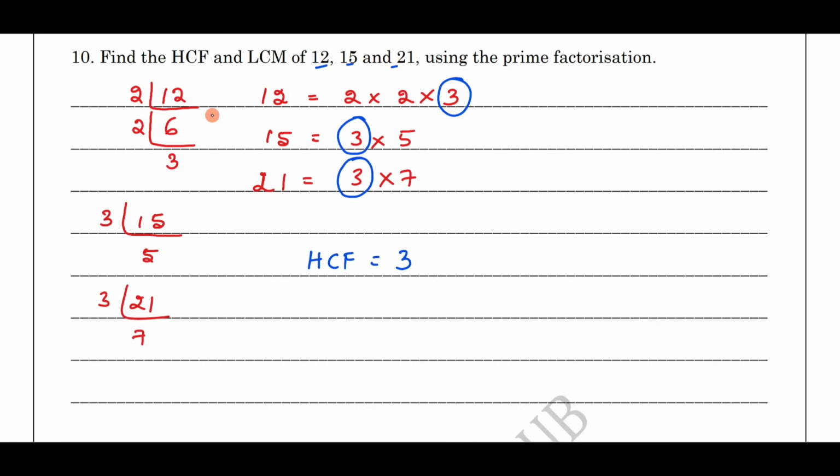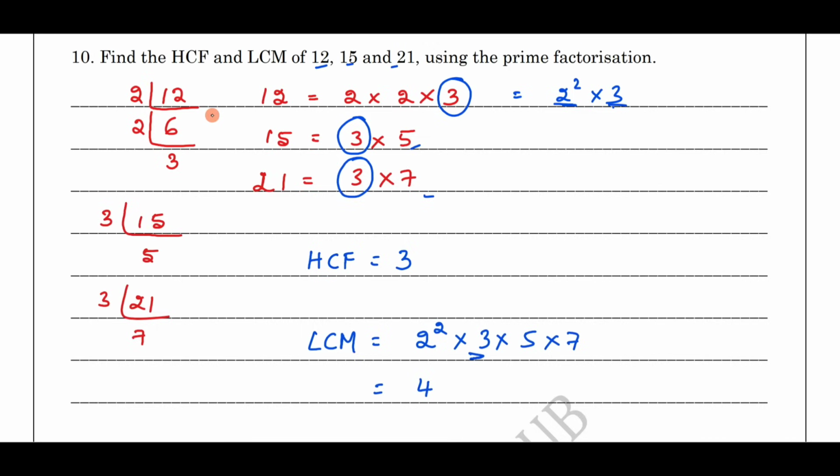For LCM, it should be common in all the 3 factors of these numbers, 12, 15 and 21. LCM is 2 square, that is 2 into 2 is 2 square. Next, you write everything, but for the common ones you write only one. LCM is 2 square into 3 into 5 into 7. Check: 2 square I have written, 3 I have written. See, 3 is common, I have written only once. Then 5 and 7.